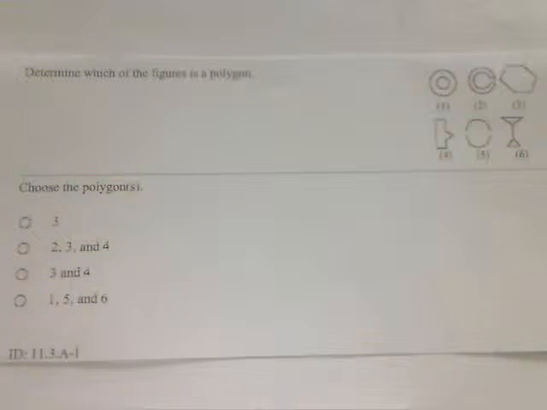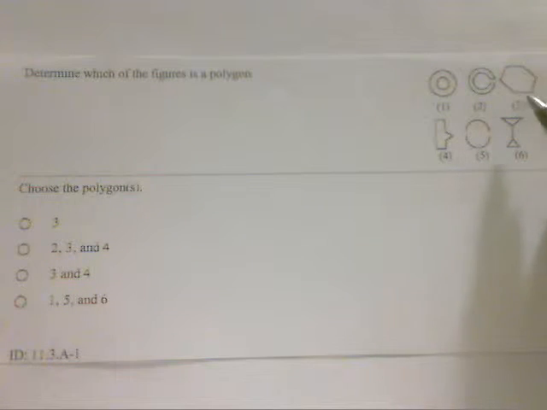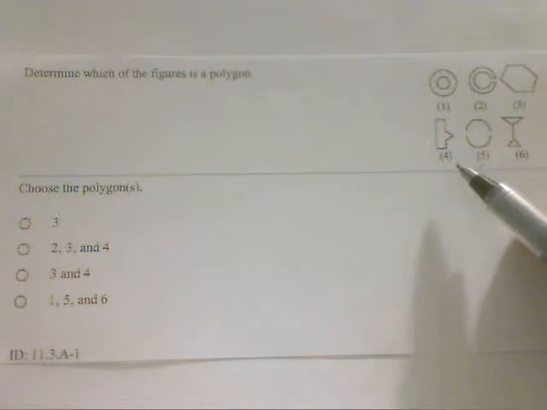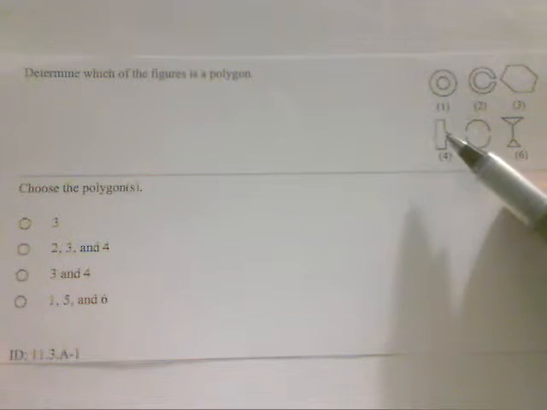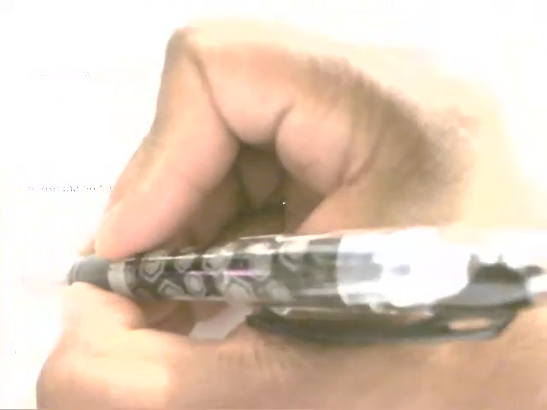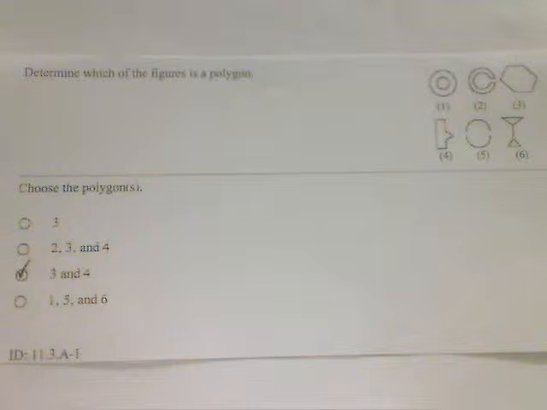Okay, we'll look at some of the homework problems in section 11.3 where we're dealing with polygons. In problem number 1, you want to determine which of the figures is a polygon. Keep in mind, a polygon has to be a closed figure with no holes in it. The only ones that fit this description are number 3, because that's a closed figure with no holes in it, and figure number 4. Those two are polygons.